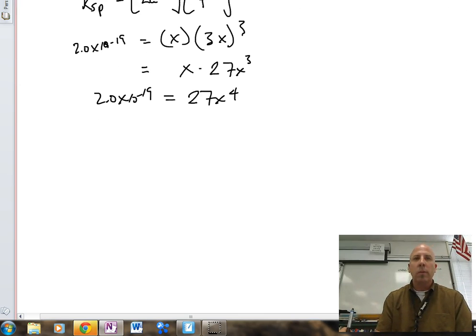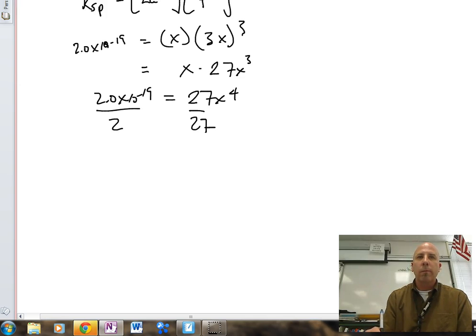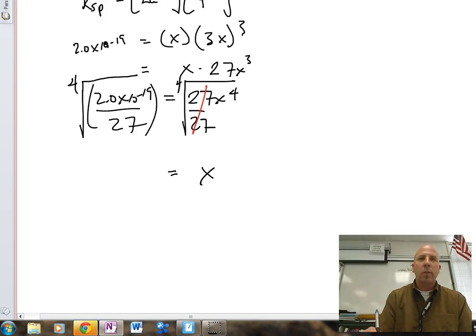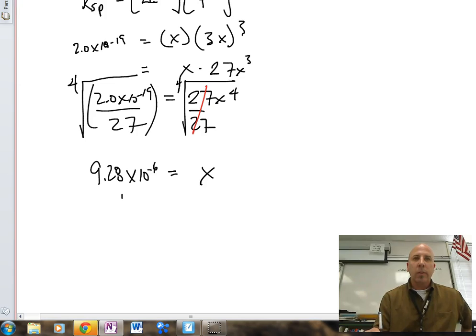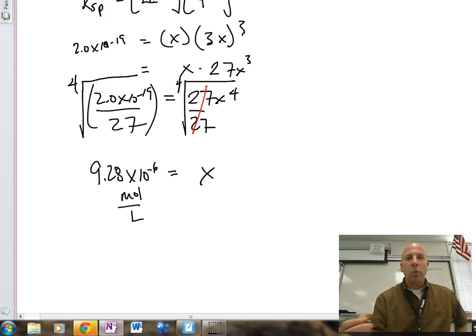Basically, now we just have to solve for x. Again, dividing both sides by 27. Canceling there, we're left with x to the 4th. And what we're going to do is take the 4th root on both sides. So that's going to give us x there. Put that in parentheses. And when I divided that through, I got 9.28 times 10 to the negative 6th moles per liter, or molar solubility.